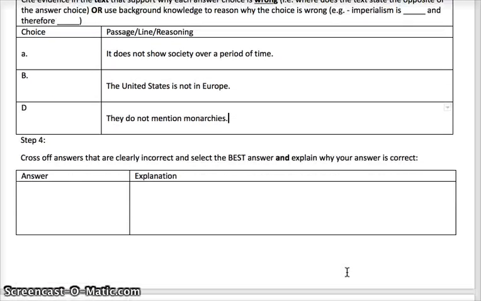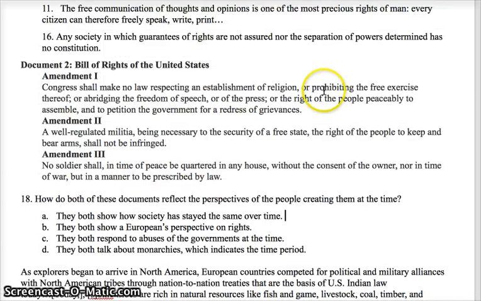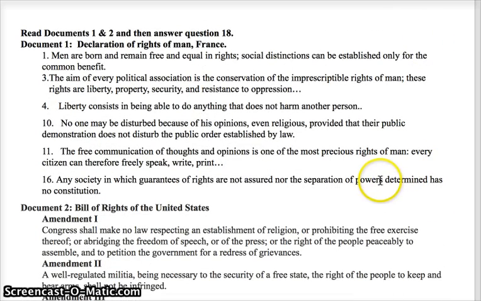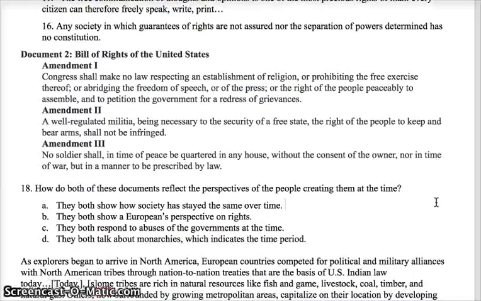Now I'm ready for step 4, which is to put my correct answer choice and my explanation. So if I can answer and have a good explanation for why that is the correct answer, then I know I've gotten it right. So I'm looking back at answer choice C. They both respond to abuses of the governments at the time. Well, when I look back in the text, it talks about a lot of freedom, that people have equal rights, that there's freedom of thoughts and opinions. And I know in France with King Louis XVI, he really was not respecting people's rights around the French Revolution.